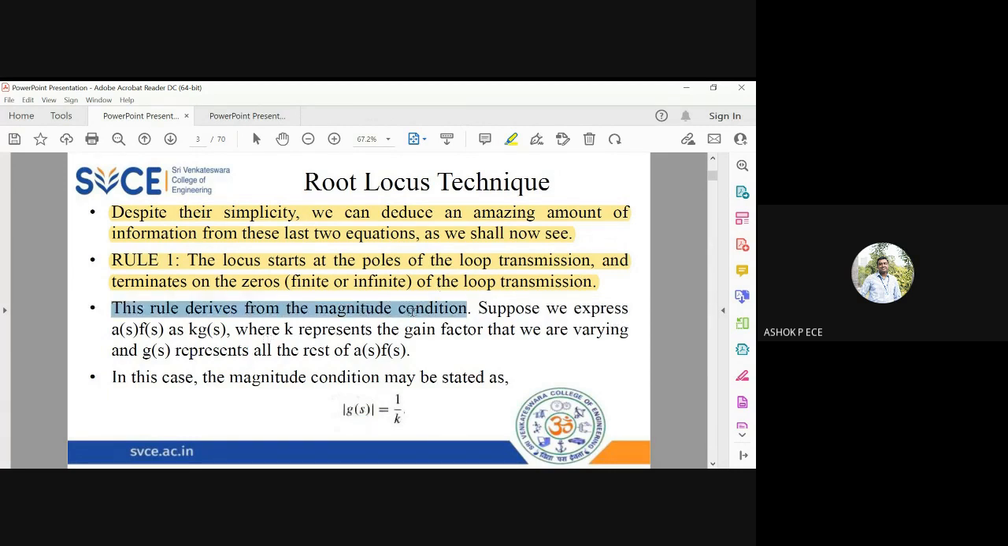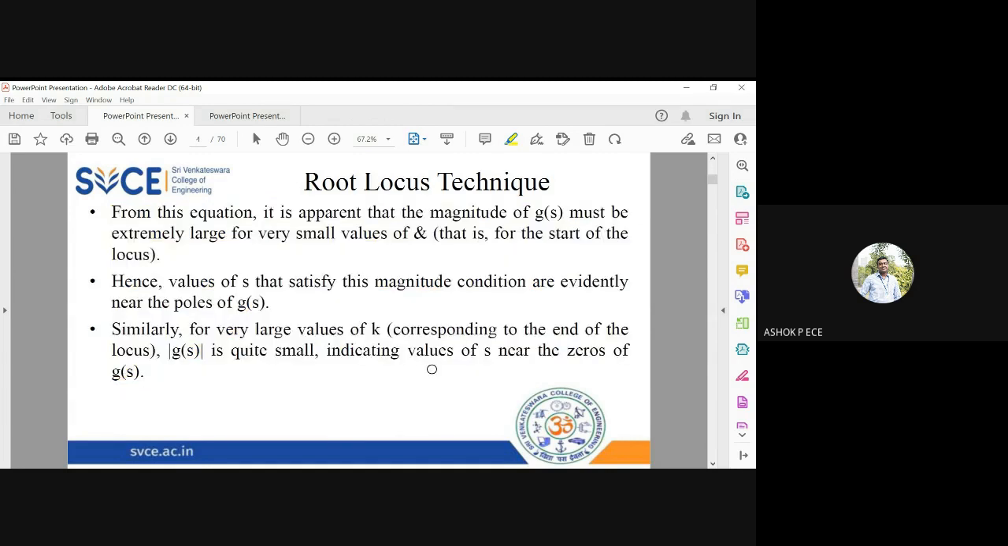Suppose we express A(s)F(s) as K times G(s), some constant times the gain function. So we can vary the value of K and plot how A(s)F(s) is going to vary. This K will represent the gain factor. In this case, the mandatory condition may be stated as mod G(s) equal to 1 by K. We can take this as a testing condition and plot the root locus. It is very clear that when G(s) is very large, the K value will be small, and it is going to be vice versa.